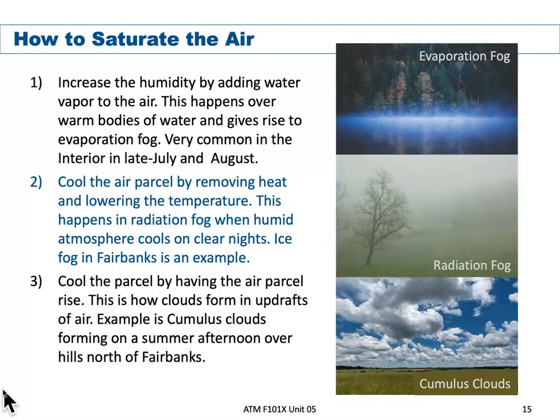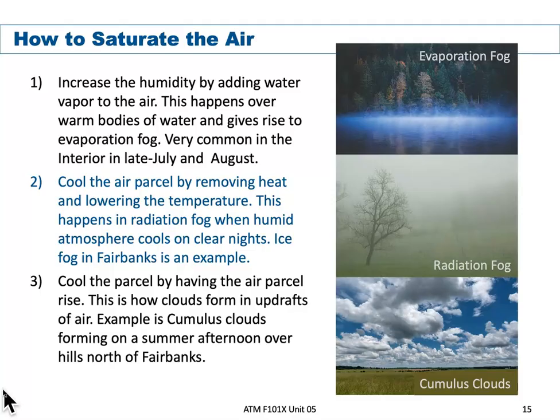Second, we can reduce the temperature by cooling air and create radiation fog. This occurs at night when the ground radiates its heat and cools, thus cooling the air above it by conduction. The colder air now has a lower capacity to hold water, and the relative humidity rises, eventually forming fog. An extreme version of this is the ice fog that forms in Fairbanks during our extreme cold, dark winters.